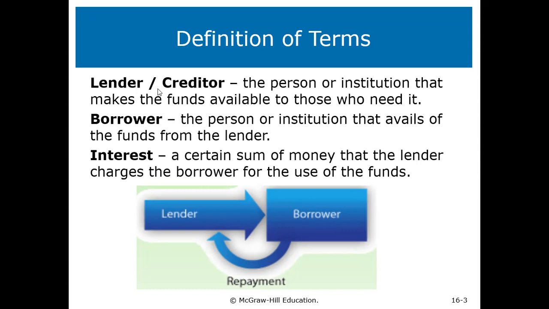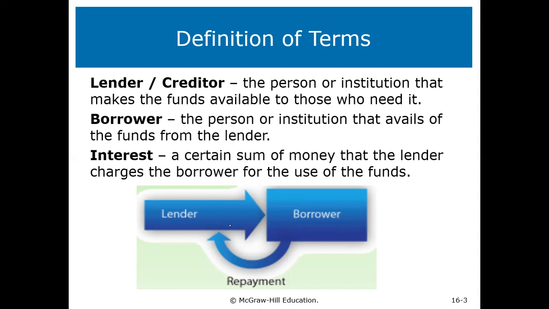So meron tayong lender or creditor, yung nagpapahiram ng pera. Okay? Meron tayong on the other end, the borrower. So ito yung sinasabi niyo sa akin kanina, the lender or the creditor can also be the investor. No? Siya yung nag-i-invest, tapos may investee, may taong kumukuha ng pera niya, or it can be the borrower. So these persons can be entities, they can be companies, or they can be persons. So may lender, may nagpapahiram, okay, that makes the funds available to those who need it. So ito yung tinatawag natin na financial system. Okay?